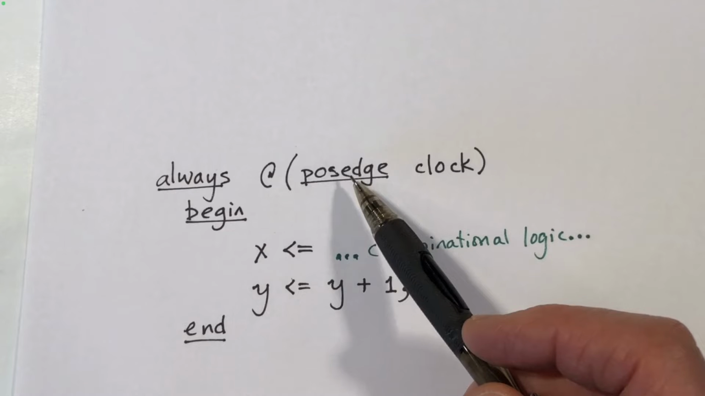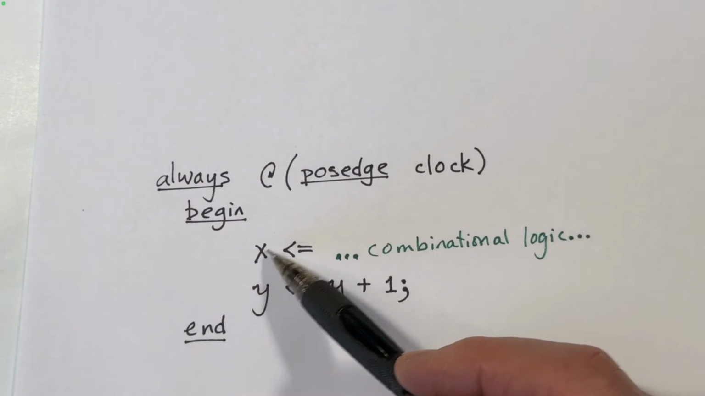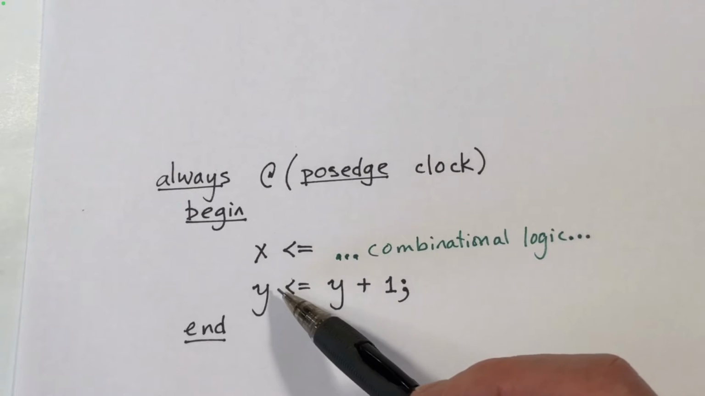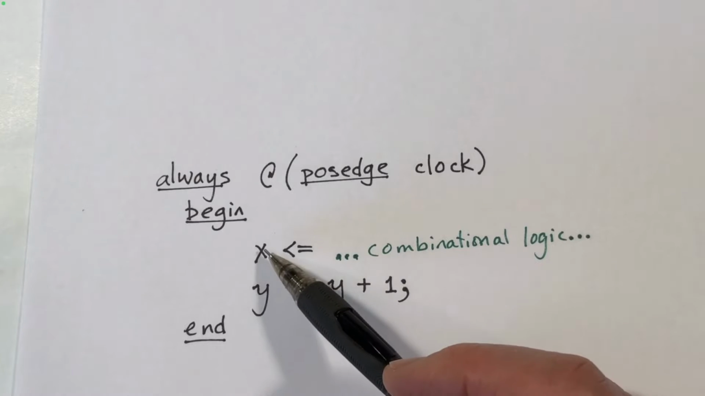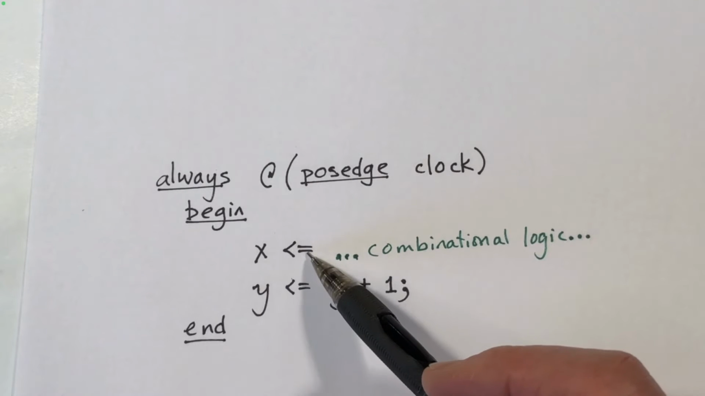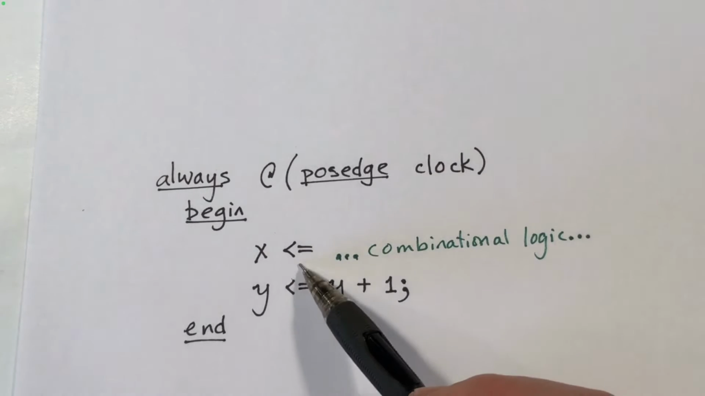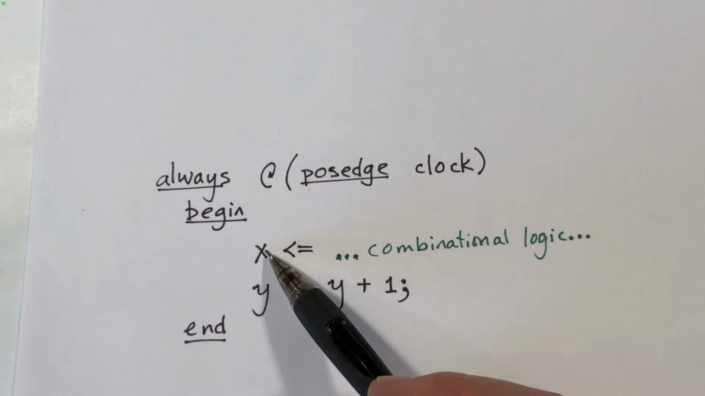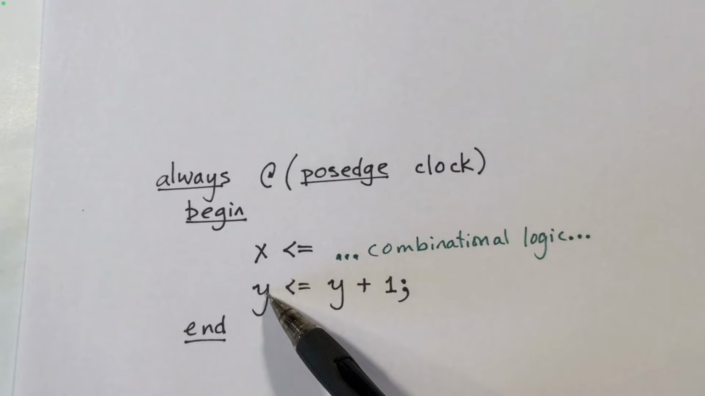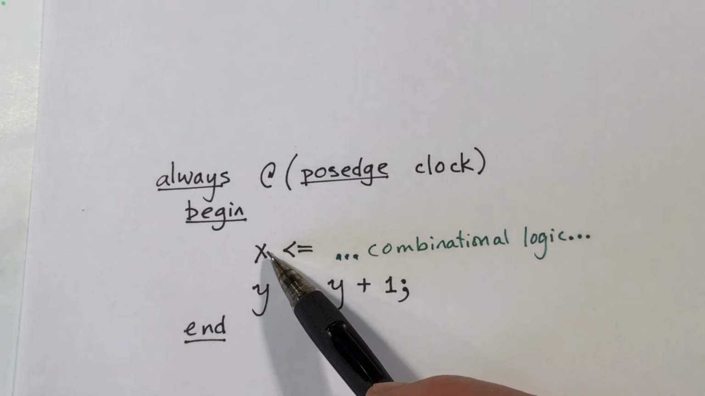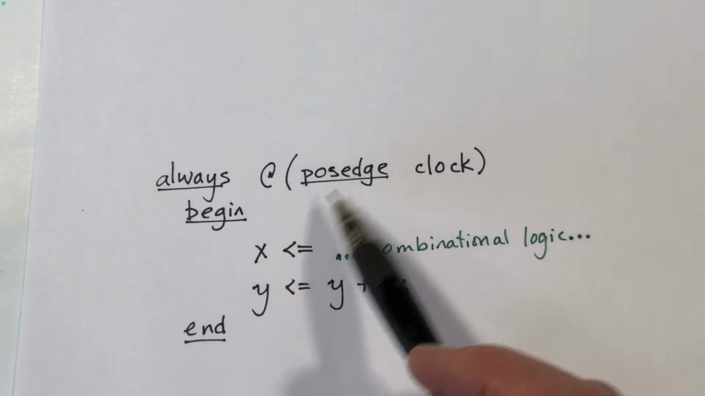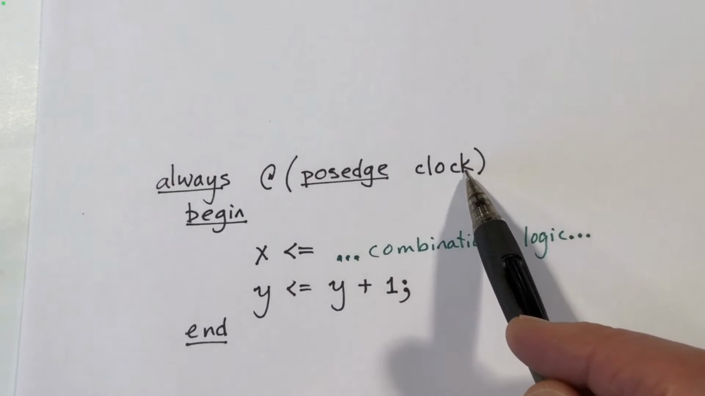Now within this always block, we have a number of statements, and we're seeing this notation here, x gets. This is not less than or equal. This is sort of an assignment, but it's an assignment to a register. So x and y are registers. And what this is going to do is set the register on the positive edge of the clock signal.